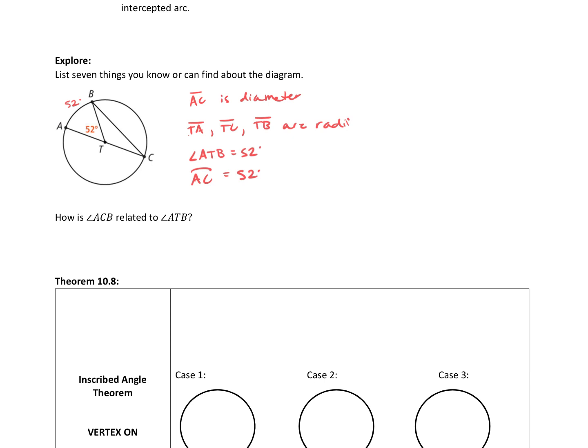Let's see, what else can we say? Because of this diameter right here, if this is 52 degrees, this angle right next to it that forms a linear pair will be supplementary. So if we take 180 minus 52, we get angle BTC to be 128. So this angle right in here is 128, and that's a central angle. If BTC is 128 degrees, that means arc BC is 128 degrees.